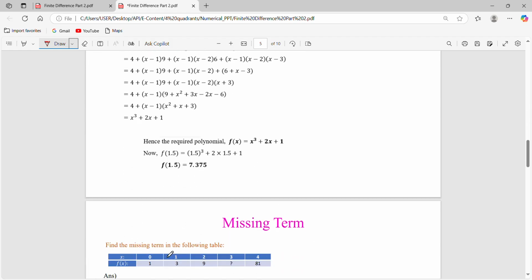Another part is there. Find the value of the polynomial when f of 1.5 is like this, for checking.